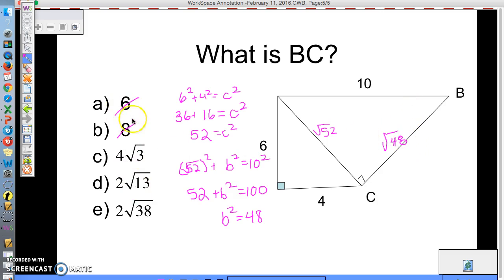Now, we could just type it in and see which one it matches up with. Some of you guys might remember, well, what two radicals multiply together to give us 48? Well, we could have 16 times 3. So this turns out to be 4 times the square root of 3. But if not, I would just type these in and see which one matches the square root of 48.